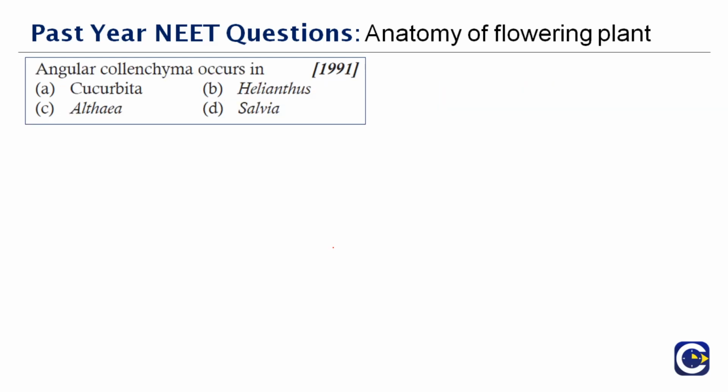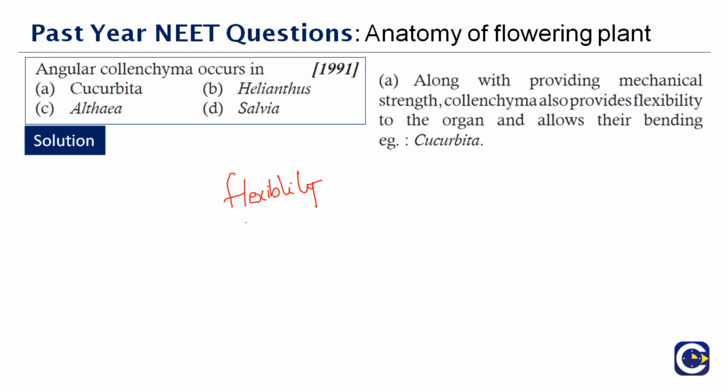Next question. Angular collenchyma occurs in dash. Along with providing mechanical strength, collenchyma provides flexibility. So what is the main function of the collenchyma? It gives flexibility to the organ and allows bending. If you pull or try to bend plants, they bend obviously. That flexibility comes from the angular collenchyma. And where does it occur? It occurs in Cucurbita, which is option A. Fine. Next question.